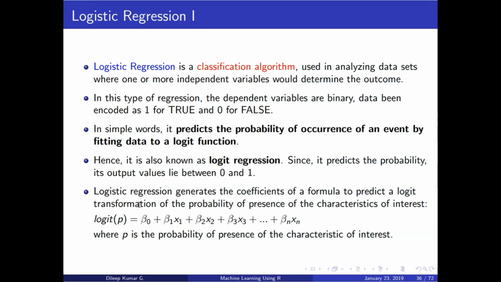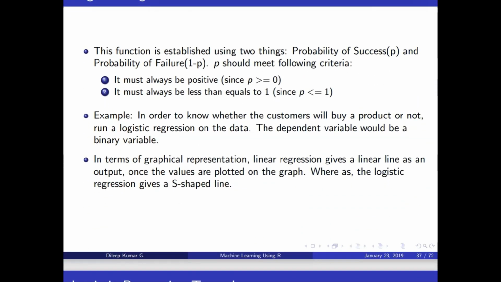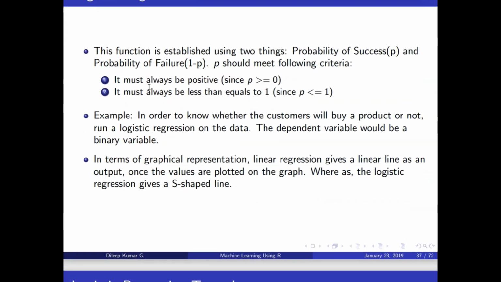So it gives the probability, and by the probability value you can determine whether the value is going to be either 1 or 0. The probability of success is indicated by p, and the probability of failure is 1 minus p, and this value is always positive. That means p is greater than or equal to 0 and less than or equal to 1. That means the probability value lies between 0 and 1, right? The probability value lies between 0 and 1.